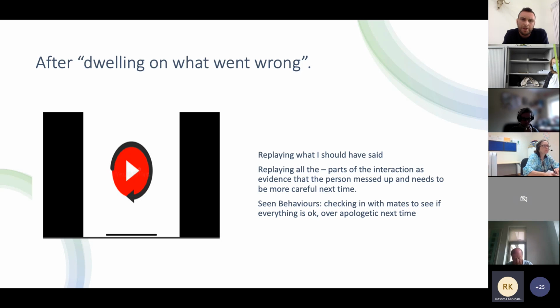So the person might replay all the events or parts of the interaction as evidence that they messed up and need to be more careful the next time. Okay, so a lot of things to pull out is kind of more evidence for, God, that was dangerous, but I got through it, but I need to do the same things the next time.